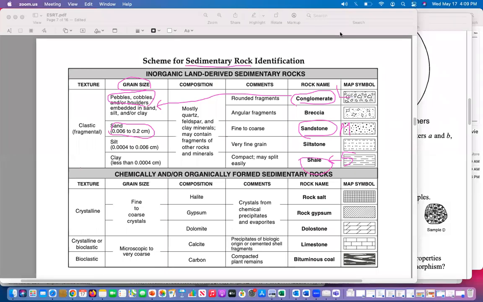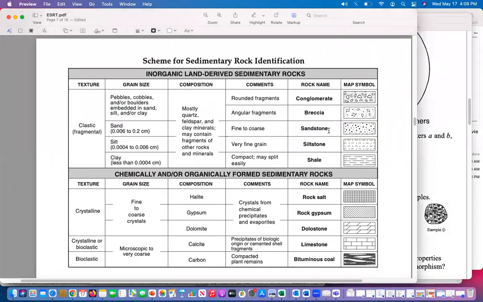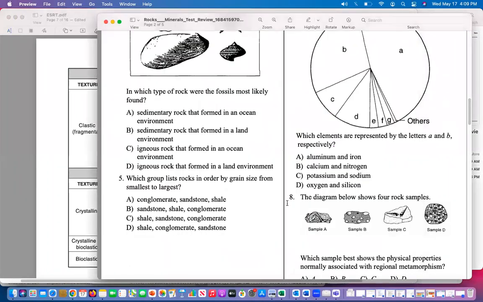So remember, shale is the smallest, sandstone is the second biggest, and conglomerate is the largest. All right, from small to large. So shale is the smallest, sandstone is second, conglomerate is third, and that's why it is choice C.